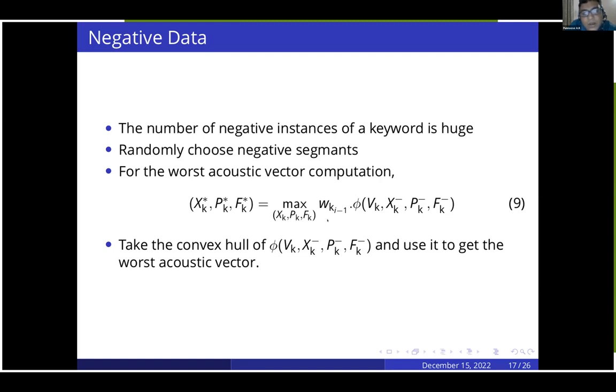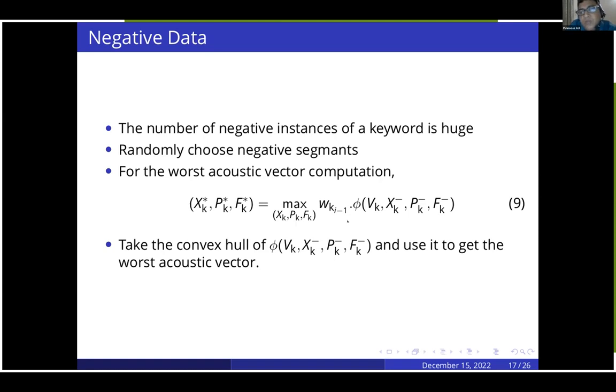There is a property which says that if we want to find the maximum dot product with the convex hull, the point where the maximum dot product is attained will be in the extreme. That point will be one of the extremal points in the convex hull.